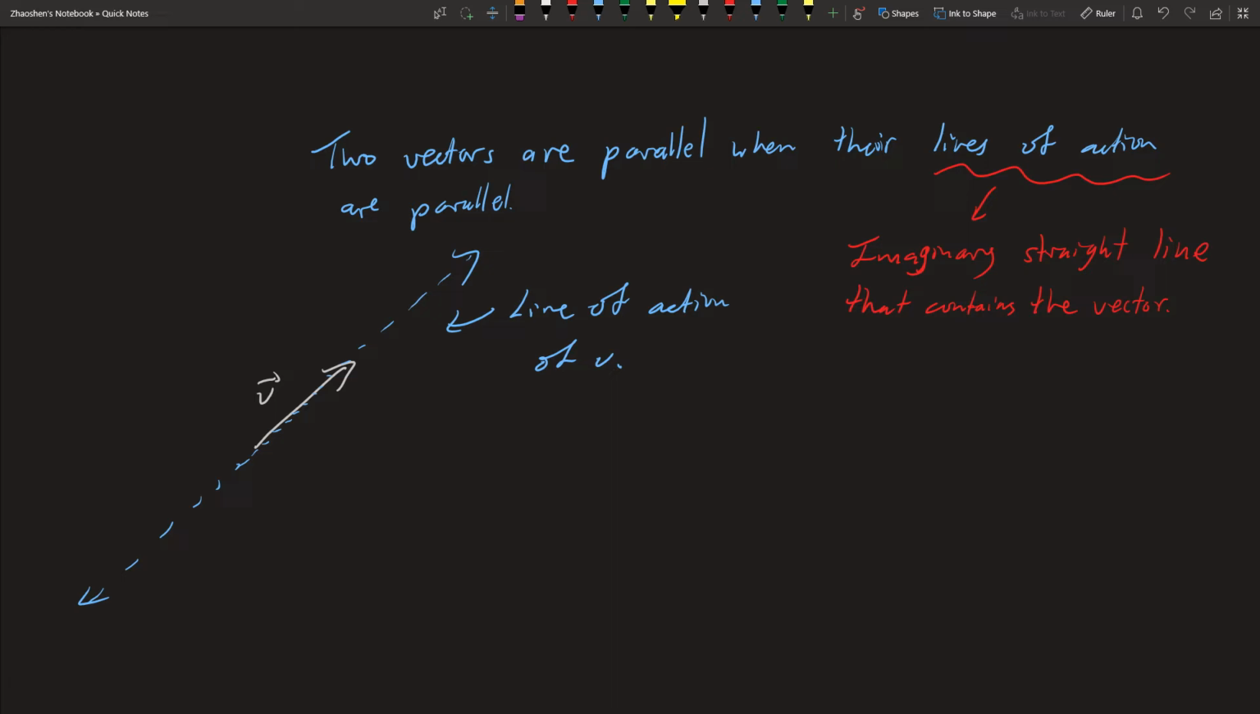For example, given those two vectors v and u, are they parallel? So obviously they're not. You can see they're not, but just to prove it, we can draw their lines of action. So this is a line of action for v. I'll just write LV. And then this one is the line of action of u. Clearly those lines are not parallel, so that means the vectors are not parallel.